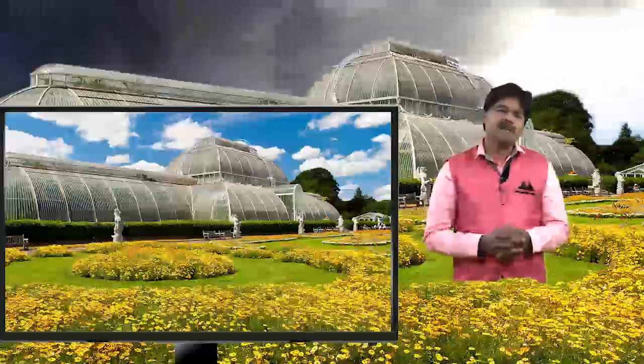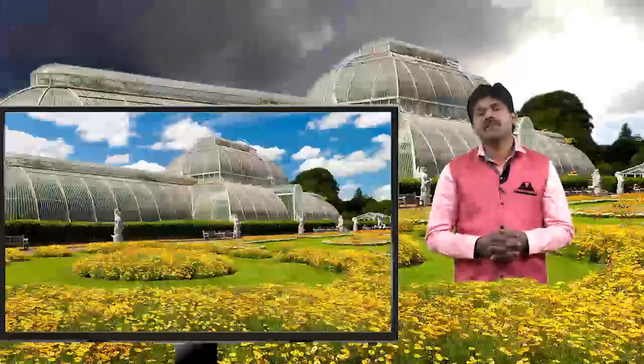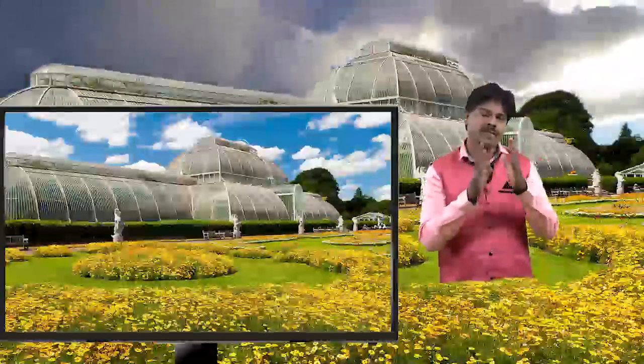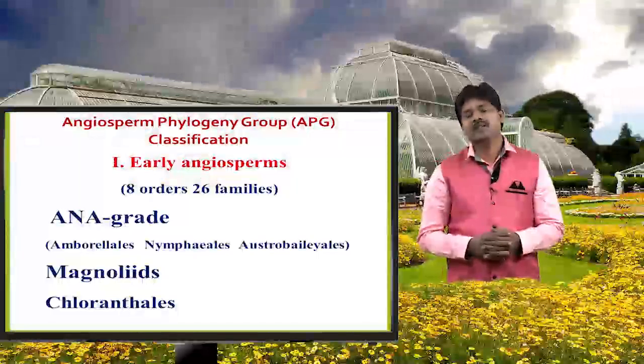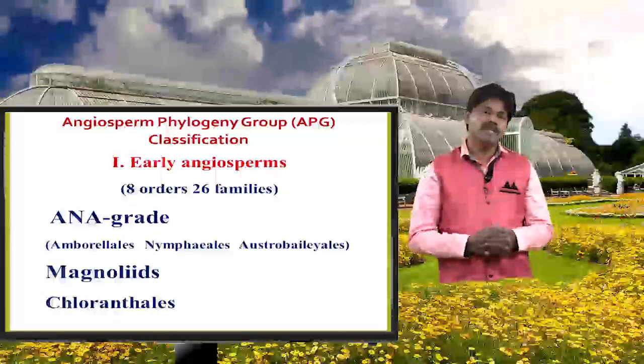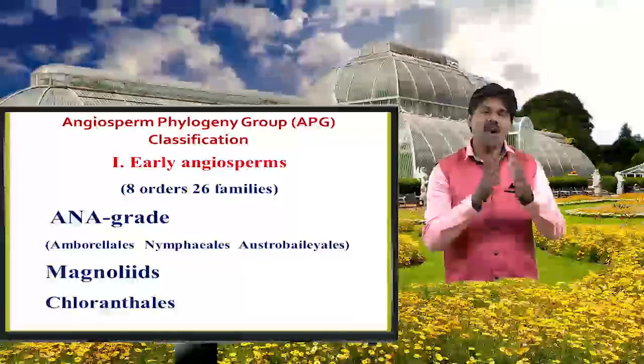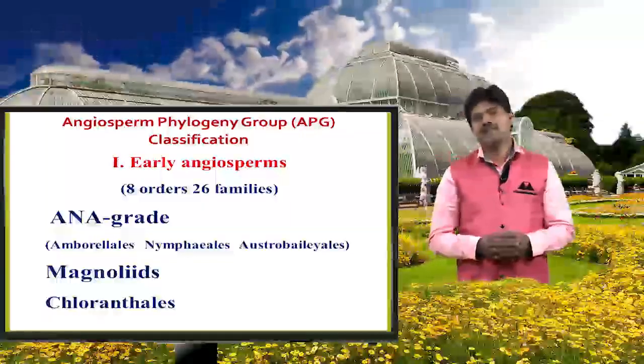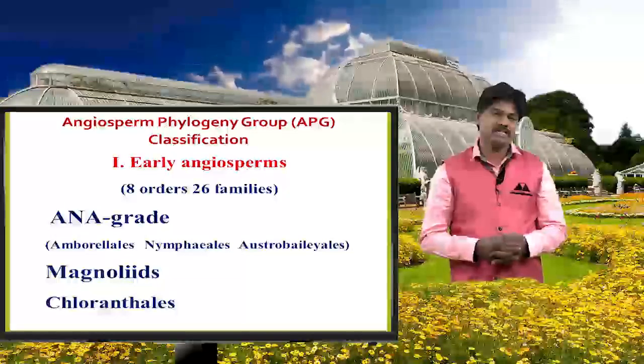The APG, I said, has three clades. Let us see them one by one. The first one is the early angiosperms. Early angiosperms include 8 orders and 26 families. 8 orders and 26 families.